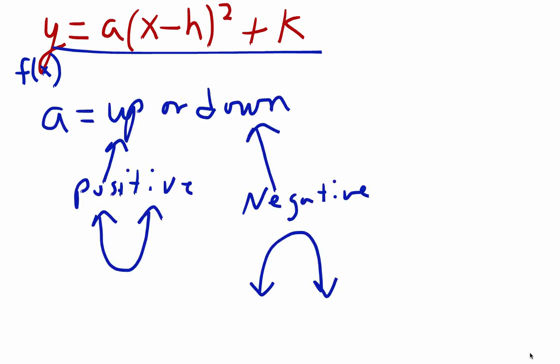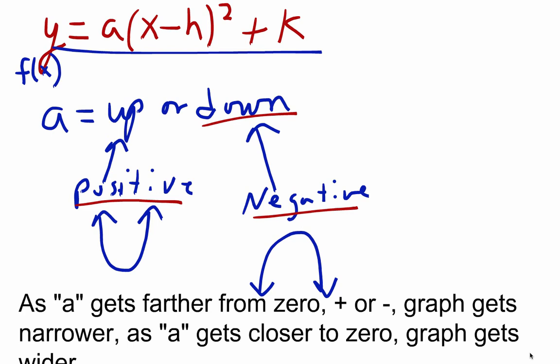The first part of this, the a, that number is going to tell you if the graph is pointing up or going down. If a is a positive number, then your graph is going to be upward. And if your a is negative, then it's going to be going downwards, just like this here. Also, as a gets further from 0, it doesn't matter if it's positive or negative, the graph gets narrower. As a gets closer to 0, the graph gets wider.